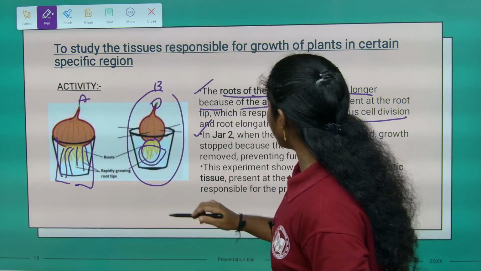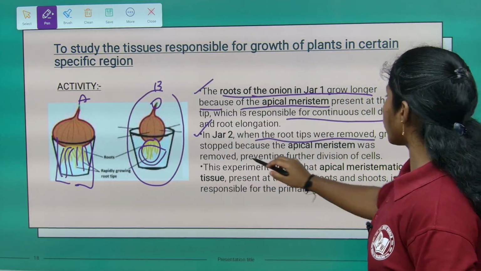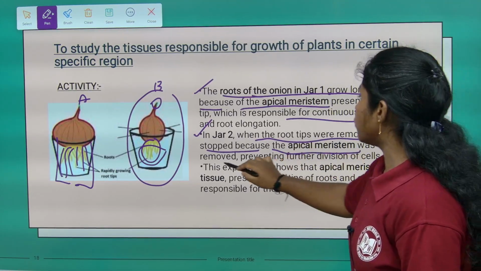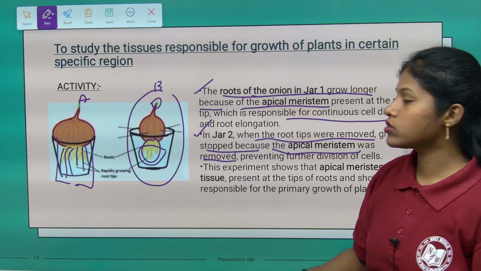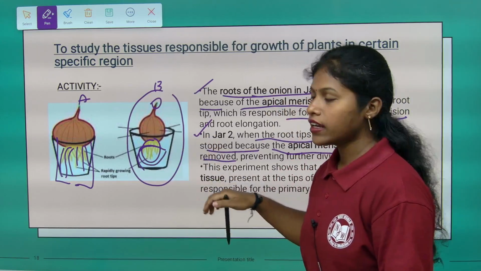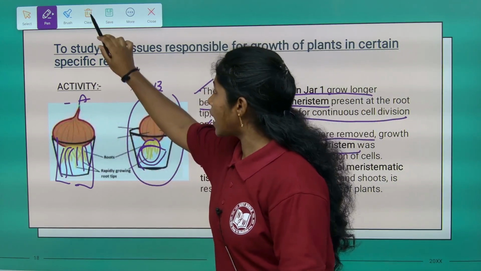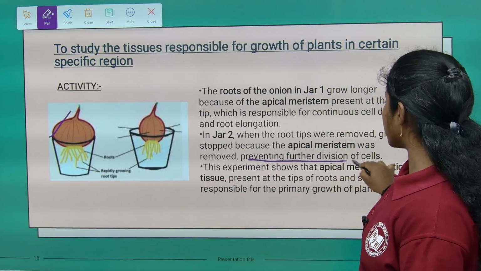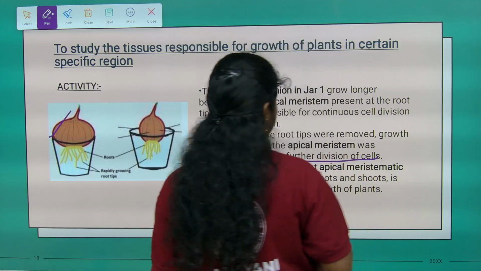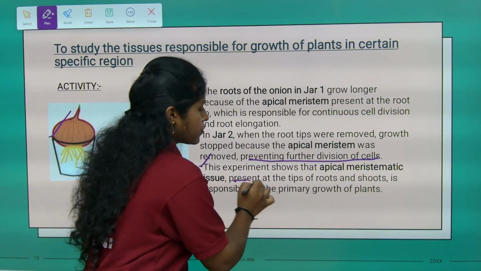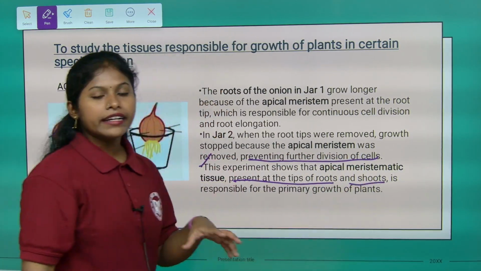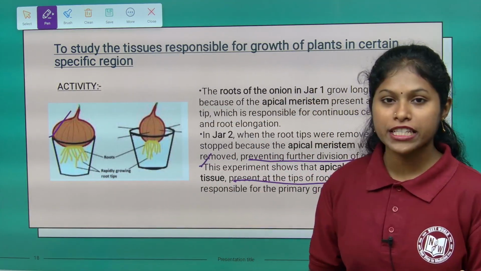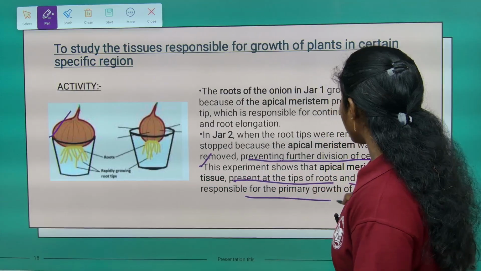So in jar 2, when the root tips were removed, the growth stopped. Why did it stop? Because the apical meristem was removed. I cut those roots after they had grown for 3 days, right? But I did not cut jar A. That is why they became longer, while in B further division of cells was prevented. This experiment shows that meristematic tissue is present at the tips of the roots and shoots also. It is showing, children, that in the root tips and shoot tips there is meristematic tissue responsible for the primary growth of the plant.